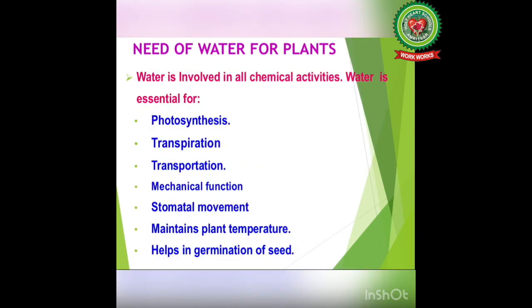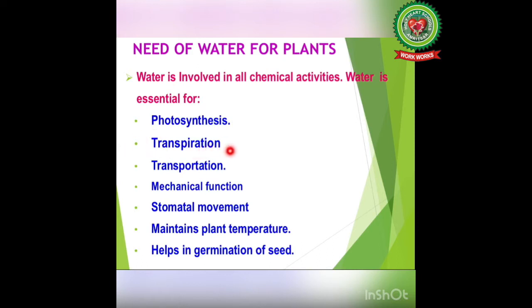So, beginning with need of water for plants. Water is involved in all chemical activities. Water is essential for photosynthesis, in which green plants use water and carbon dioxide as raw materials in the presence of sunlight and chlorophyll to synthesize glucose.